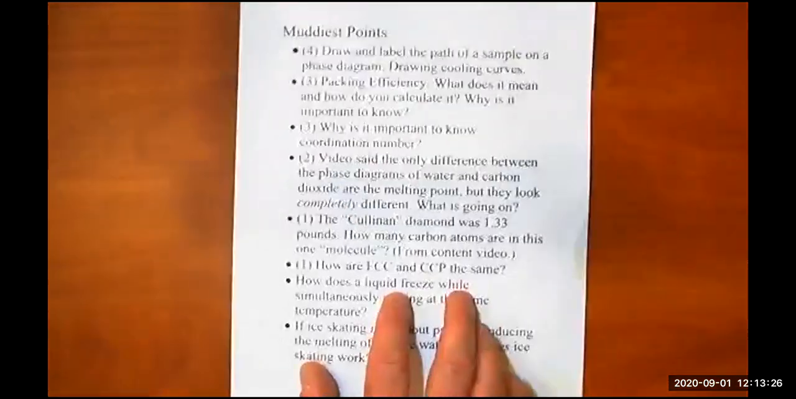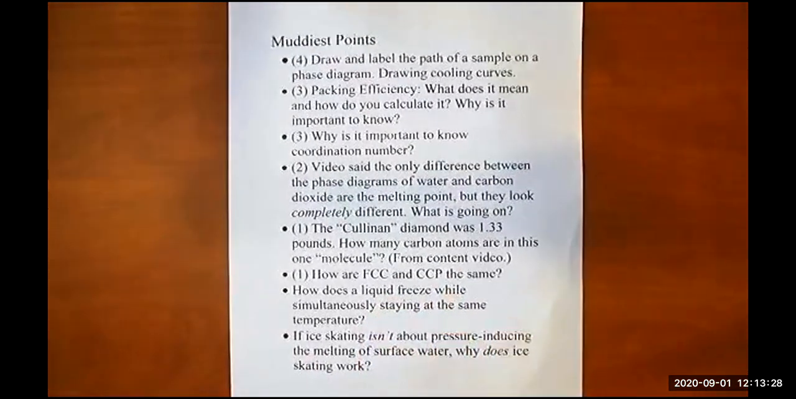Let us take a look at some of the muddiest points we have. So they seem to fall into 2 main categories. There are the phase diagrams kinds of questions, and then there are the crystal structures, properties of solids kinds of questions. So I'm going to do them in that kind of order.